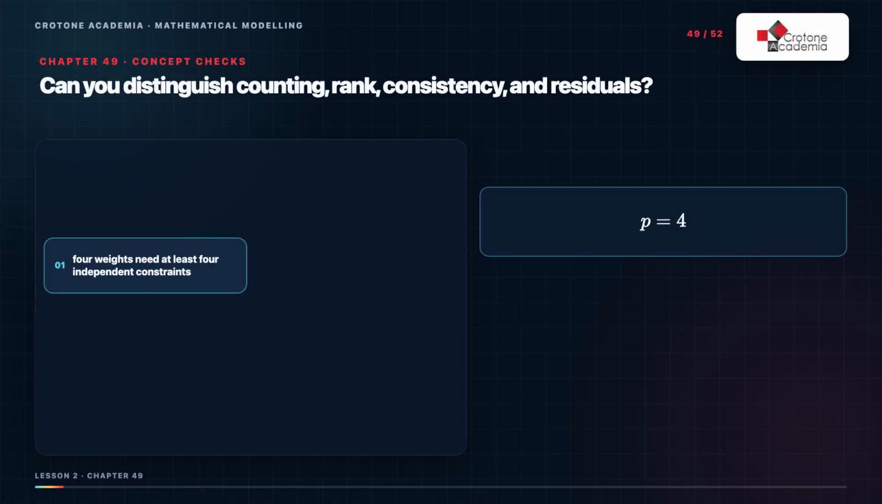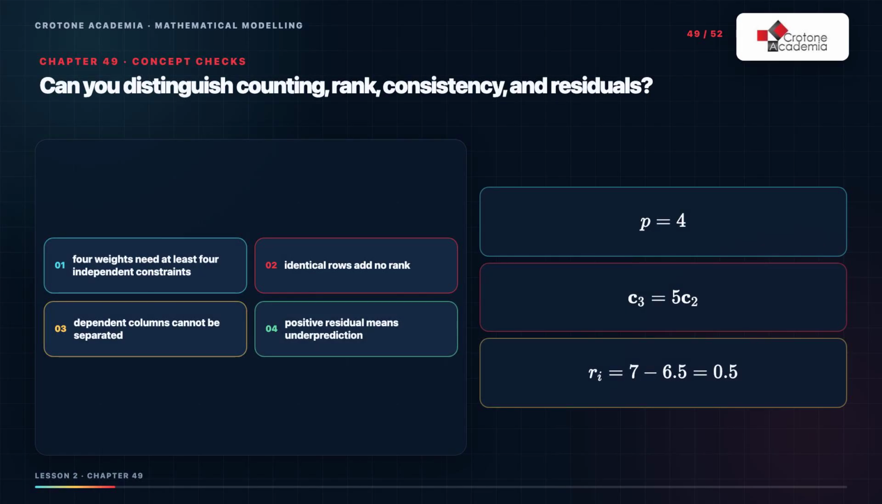Pause for the checks. W0 through W3 gives 4 parameters, so at least 4 independent scalar observations are needed in an exact system. 5 identical observations provide 1 independent equation, not 5. If column 3 equals 5 times column 2, their parameter effects cannot be separated. 10 observations and 2 parameters can't have an exact solution unless every point lies on the same line. Different noisy point pairs create different lines because the complete system is inconsistent. Finally, if y equals 7 and y hat equals 6.5, the residual is positive 0.5, and the model underpredicts.